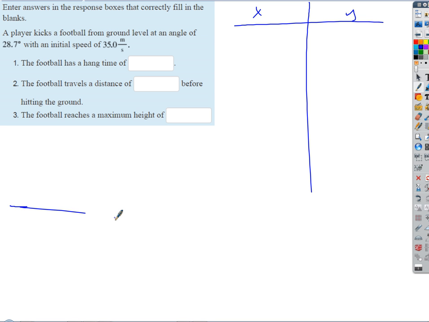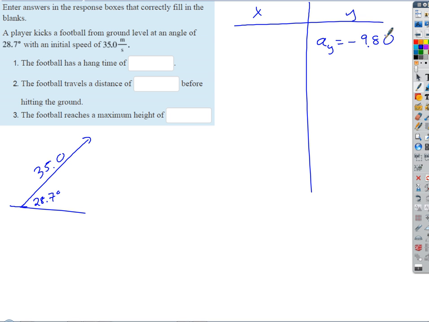The football is kicked at a 28.7 degree angle with a speed of 35.0 meters per second. If I draw the velocity vector, it looks like this. 35.0 is the magnitude, in standard units of meters per second, and 28.7 degrees is the angle. Now I'm going to add everything I know to these lists. What do you know vertically? What's the acceleration? 9.8. Okay, good. What else do you know?